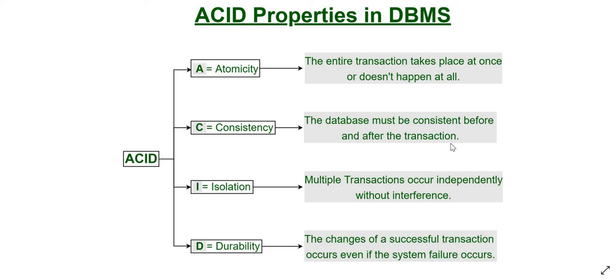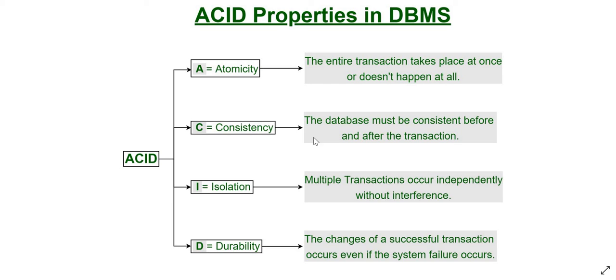This property checks that whatever the amount of money is before the transaction and after the transaction, it should be the same, it should not be inconsistent. So this is what consistency does in the ACID properties.